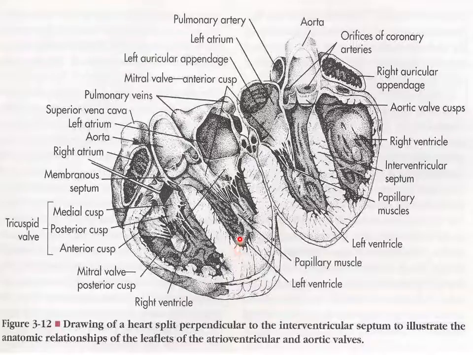And so the reason why the left side is so much larger than the right is because the left side generates a lot more force to be able to pump all that blood out to the body, versus the right side just has to pump blood up to the lungs, which is very nearby.